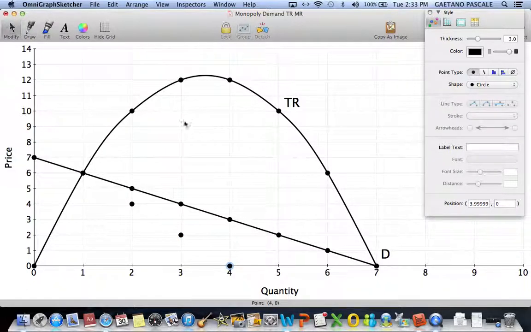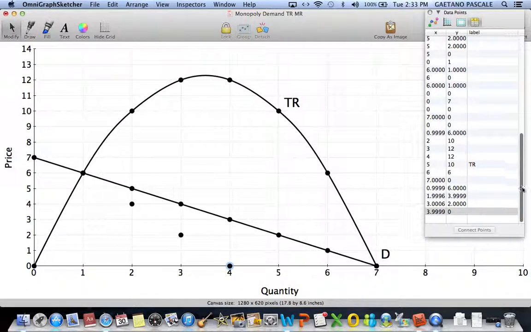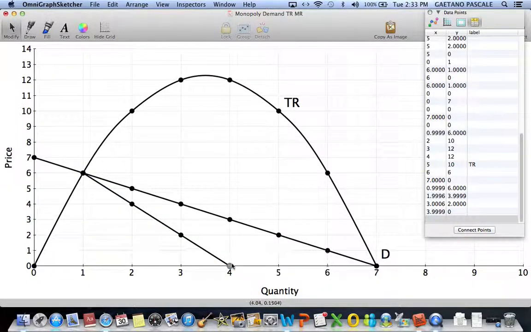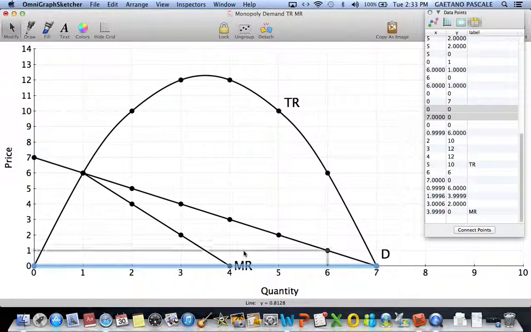So if we were to connect those final points, right here, that will give us our marginal revenue. Whoa, didn't want to do that.